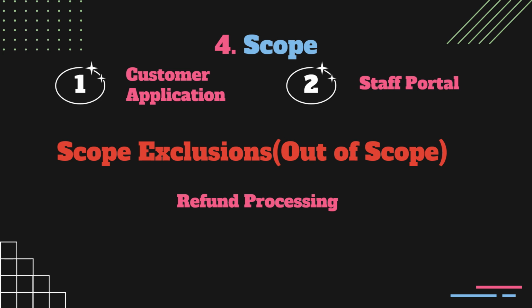The scope exclusions or out-of-scope objects must also be made clear. In the event of issues, it was determined that the money refund would be processed manually outside of the application and that no system function would be necessary.